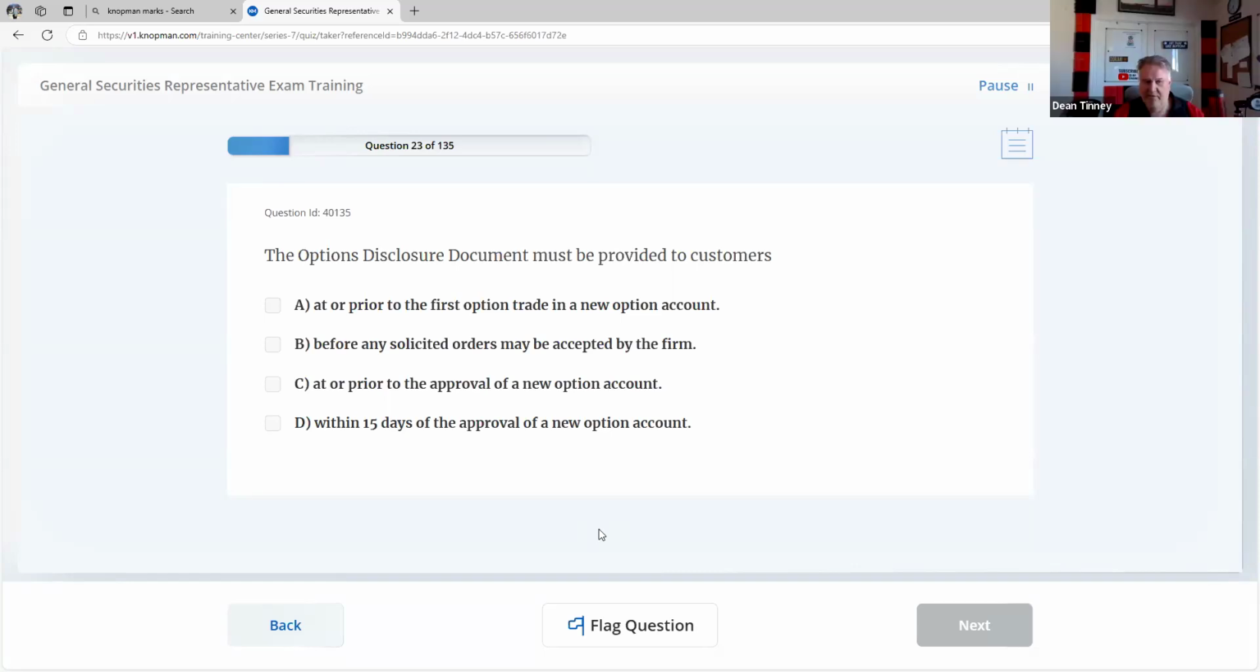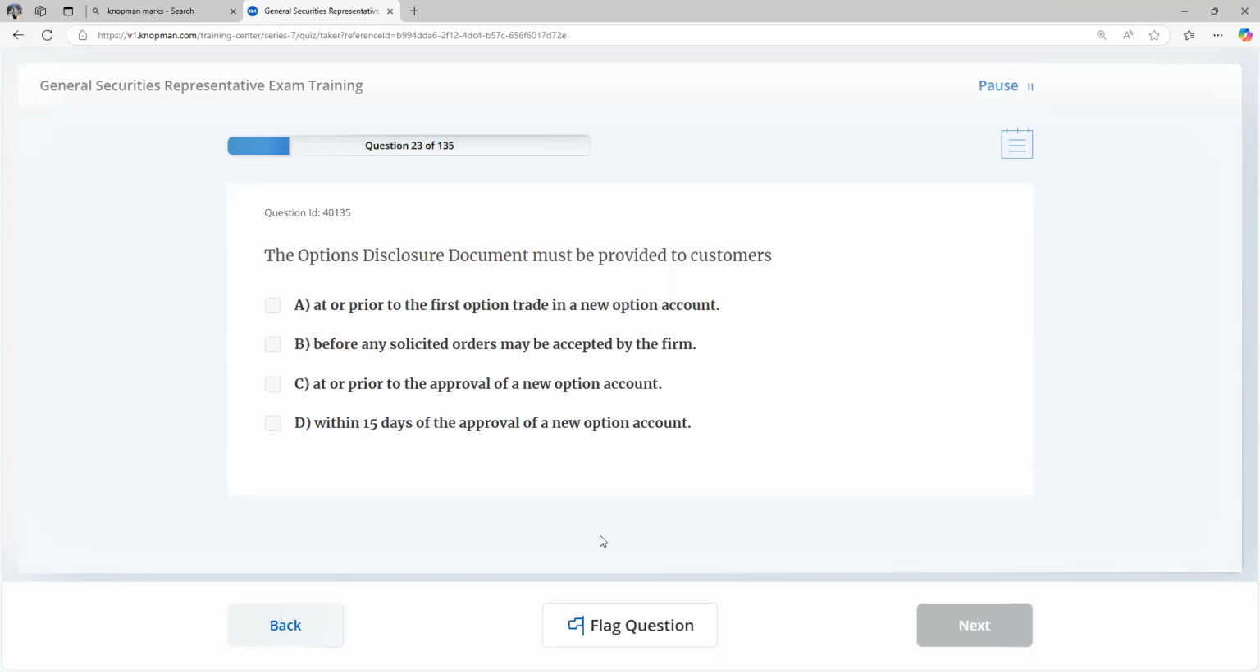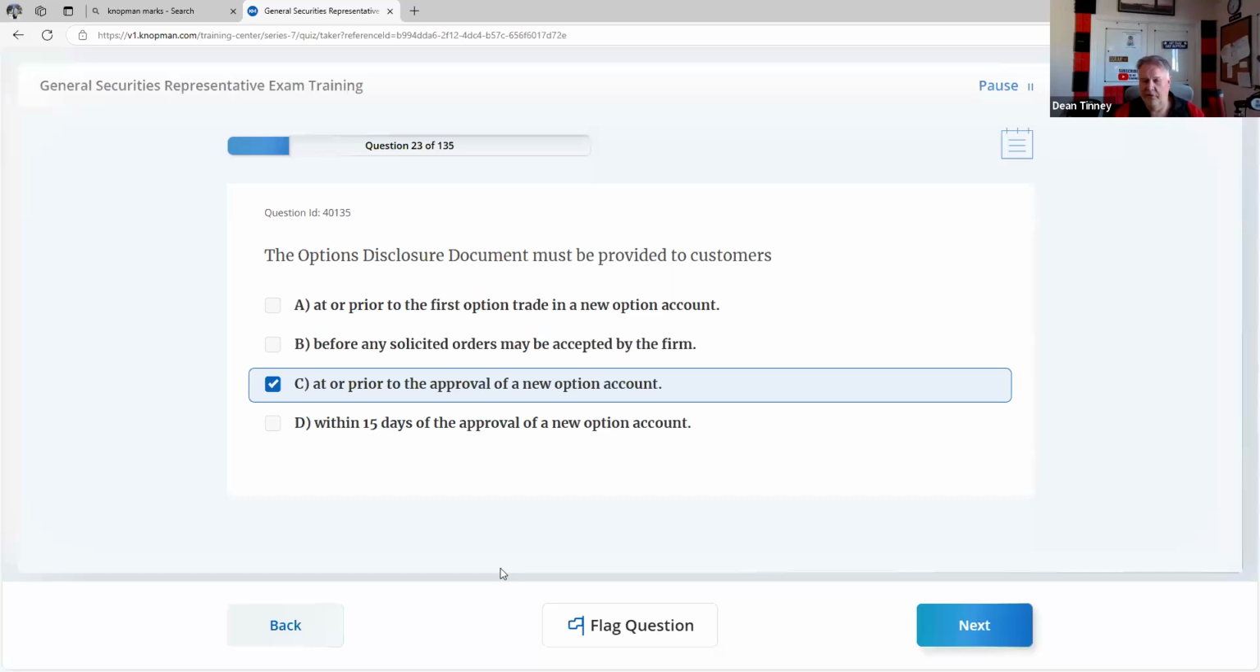And that means prior to the first option trade in a new account, before any unsolicited orders, at or prior to the approval of the new option account. Yeah, you gotta give them the disclosure. Your principal's gonna kick it back to you if you say you haven't given it to him yet. Then I call you and say you got it approved.